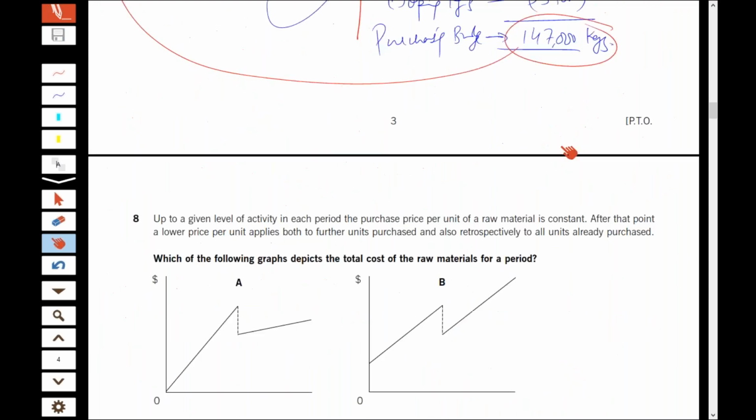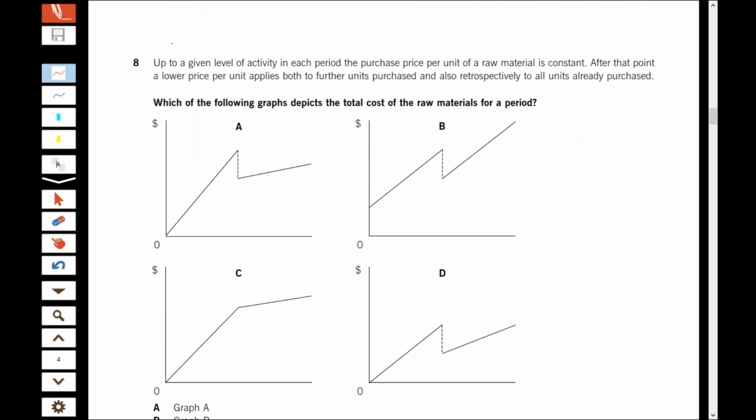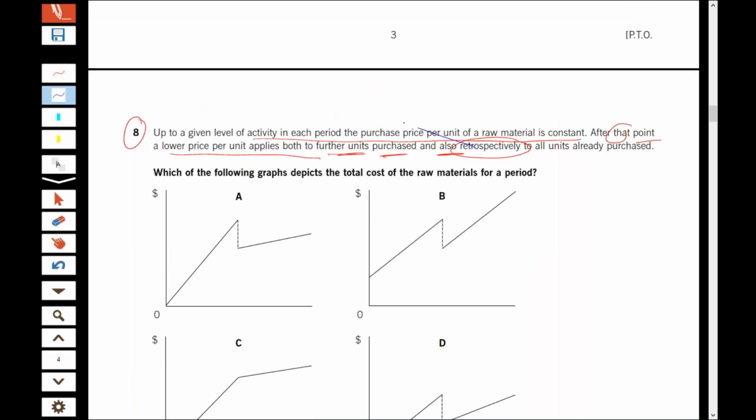Okay, now we are moving towards the next question, and this is the graph. Question number 8. Up to a given level of activity in each period, the purchase price per unit of a raw material is constant. After that point, a lower price is applied to further units purchased and also retrospectively. What do you mean by the term retrospectively? Retrospectively means right from the start.